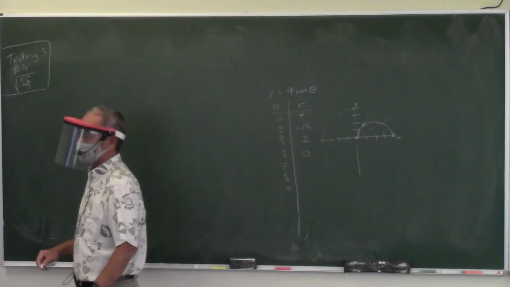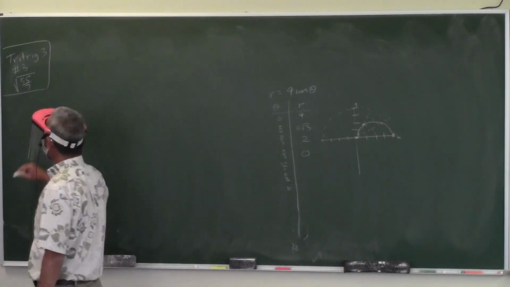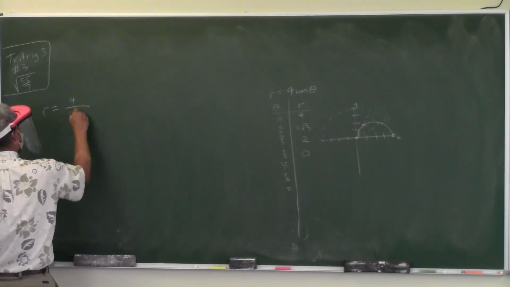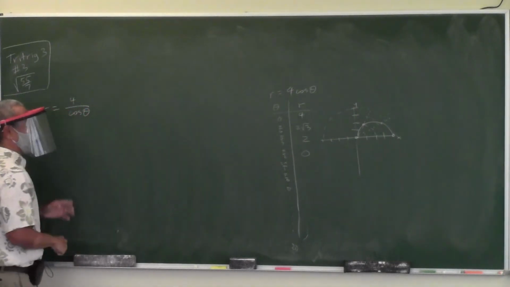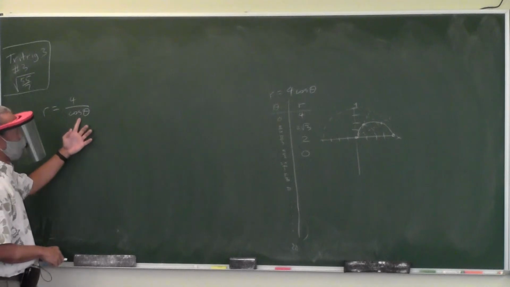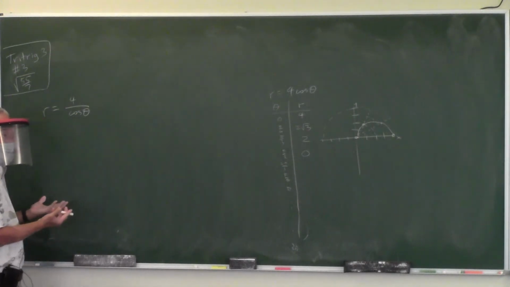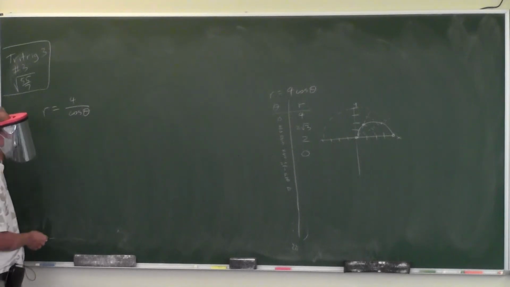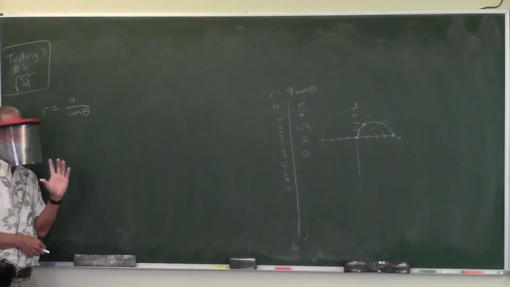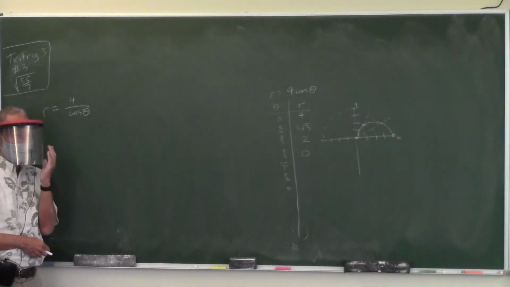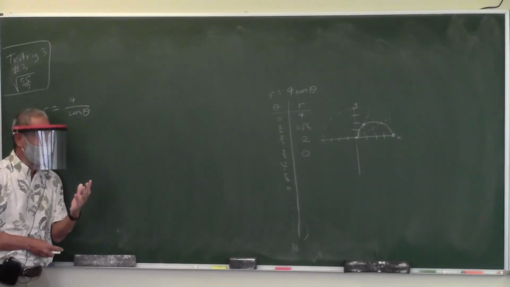So look at that. I'm going to do a problem just like that: r equals 4 over cosine theta. Instead of making a chart, now think about that. Making a chart, you'd have to actually divide by radicals. That's going to take even longer. So maybe we can convert it to a rectangular equation, and then I can recognize that equation.